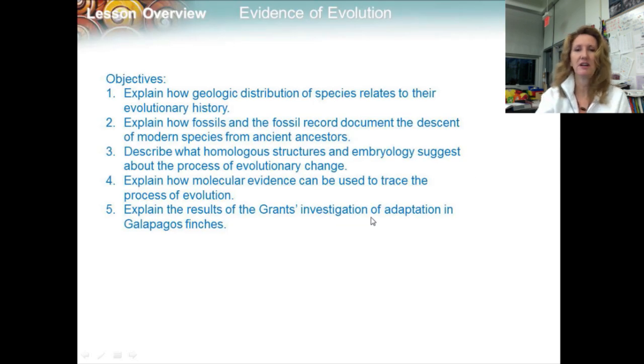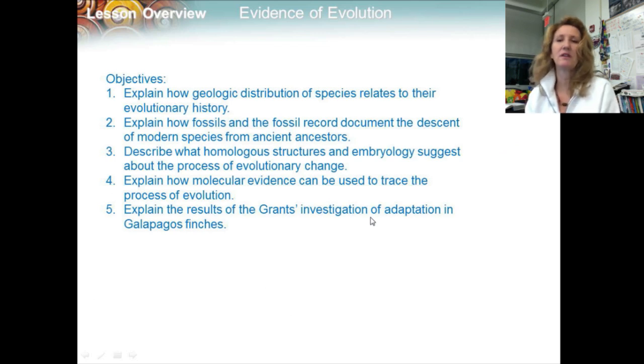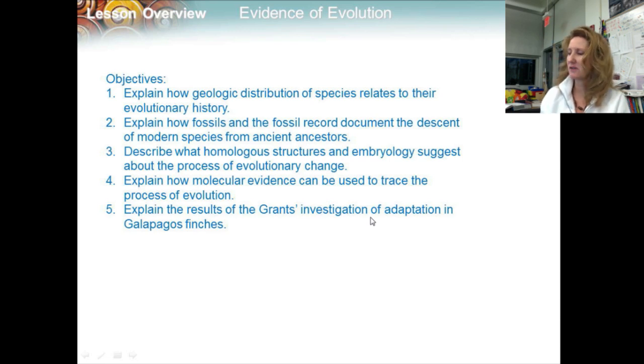5 objectives. All right. First, explain how geologic distribution of species relates to their evolutionary history. Explain how fossils and the fossil record document the descent of modern species from ancient ancestors. Describe what homologous structures and embryology suggest about the process of evolutionary change. Explain how molecular evidence can be used to trace the process of evolution. And finally, explain the results of the Grants' investigation of adaptation in Galapagos finches.